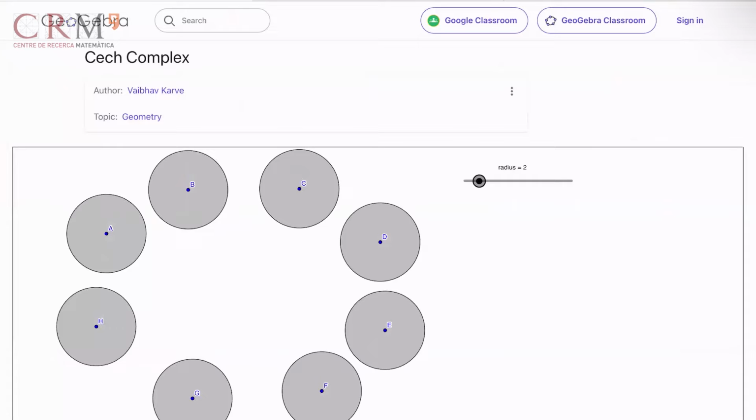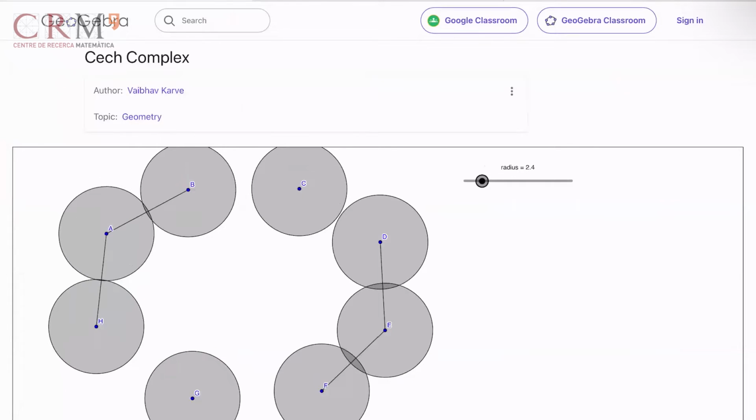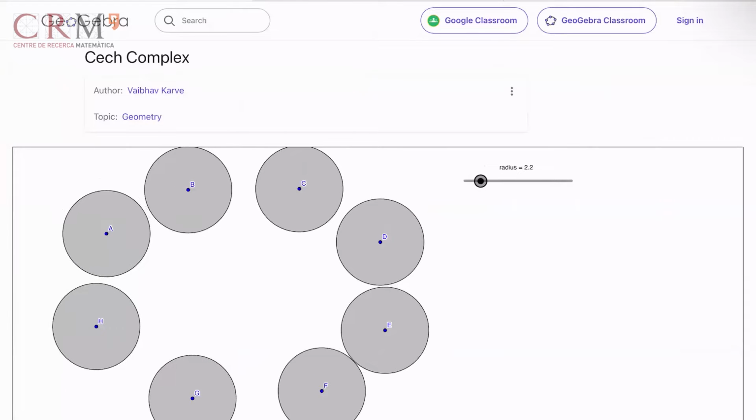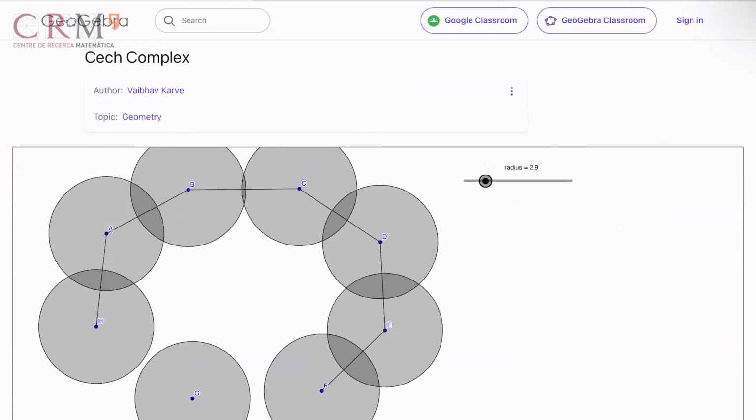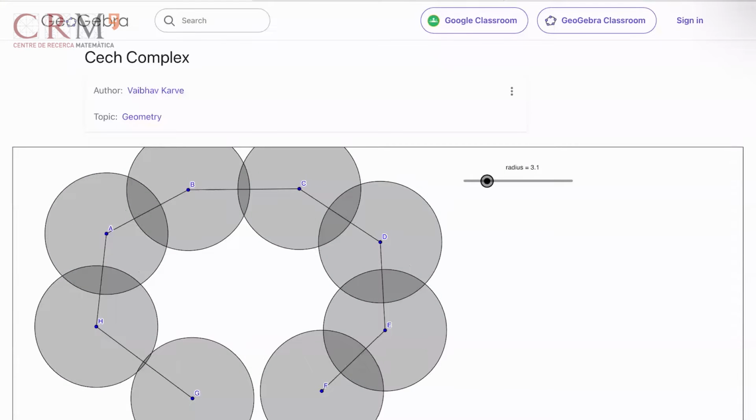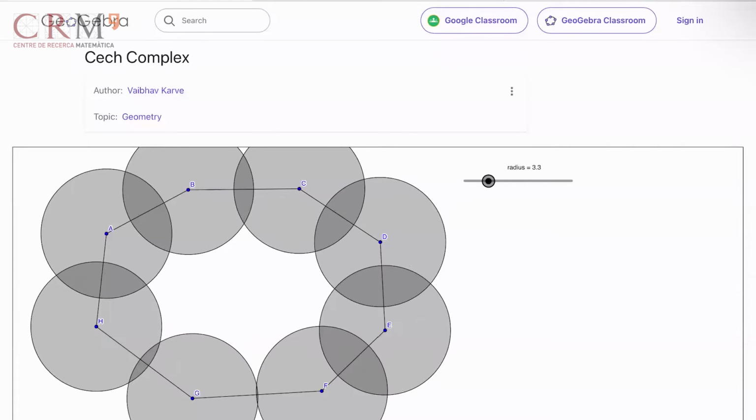So I want to give you a demonstration of the dynamics for once. You can increase the radius. And if you increase a little bit, some of those balls will start to connect. They intersect, right? And then we go further. They will intersect even more until we see that, whoops, here, you see some H1 appearing.